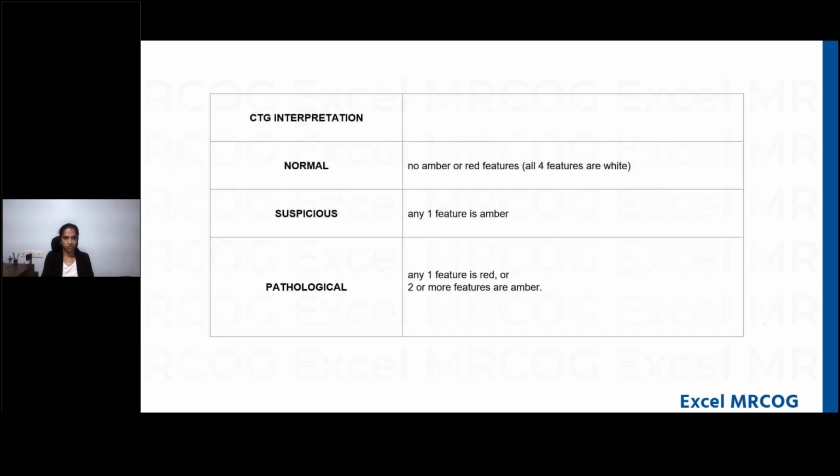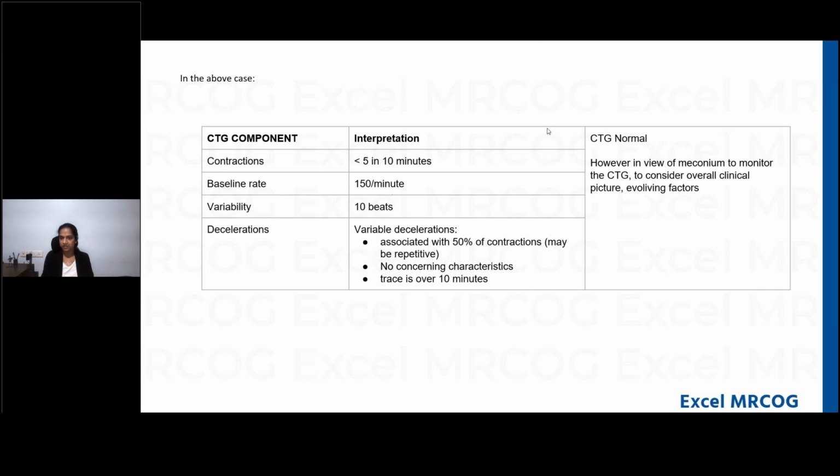So our CTG that we saw had less than 5 contractions, so it's white. Baseline rate is 150, again white. Variability is 10 or 20 beats that we saw, so that is also white.